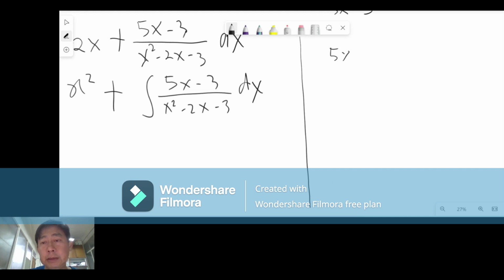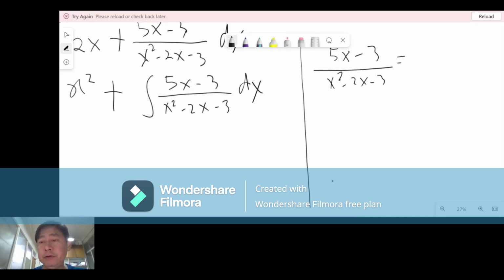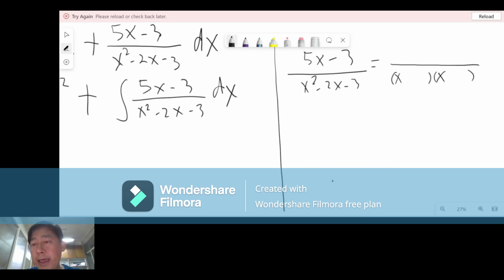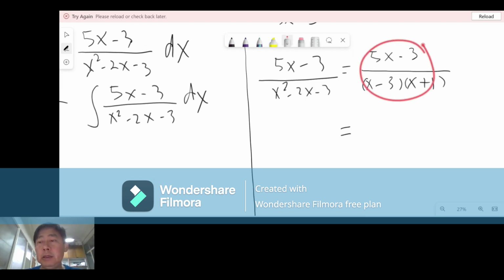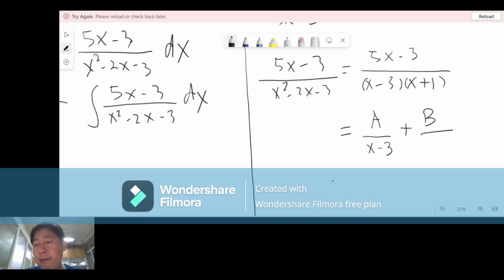We cast the integrand into the sum of partial fractions. First, decompose the denominator function into the product of two linear factors, namely x minus 3 and x plus 1. We then can express this proper fractional function as a sum of a linear term a over x minus 3 and another linear factor of b over x plus 1.